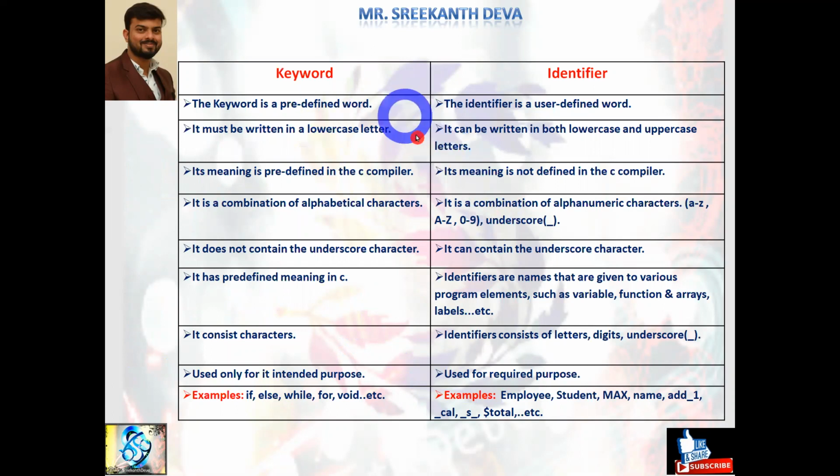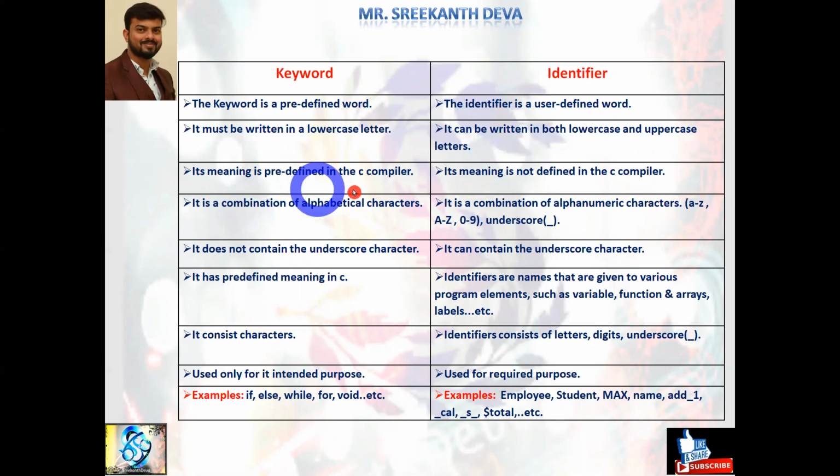Some differences are also represented in tabular format. Keywords are predefined words. Identifiers are user defined words. Keywords must be written in lowercase, small alphabetical letters only, up to the standards of C-89. Identifiers can be written in both lowercase and uppercase letters.